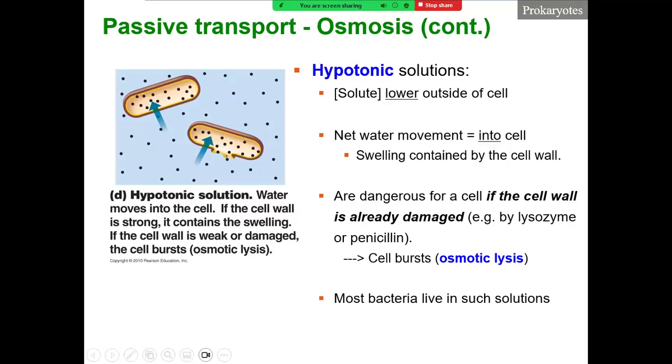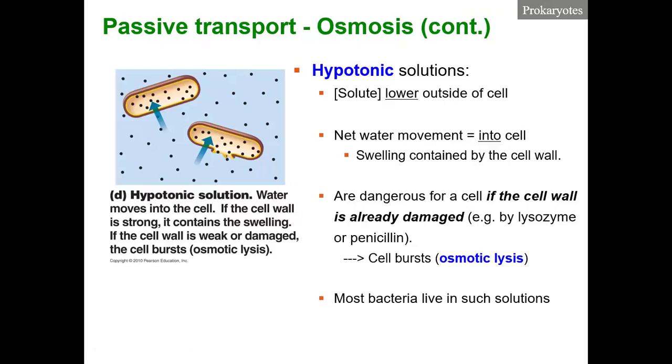If the cell has no cell wall or the cell wall is damaged, a hypotonic solution is dangerous for the cell because the cell will burst by osmotic lysis. Most bacteria live in a hypotonic solution. Like when you get a bacterial infection in your tissue, the bacteria is in a hypotonic solution. But the bacteria have a cell wall, and the cell wall will protect the cell membrane because the cell membrane will expand, but will only expand up to the cell wall. And then the cell membrane cannot expand any further.